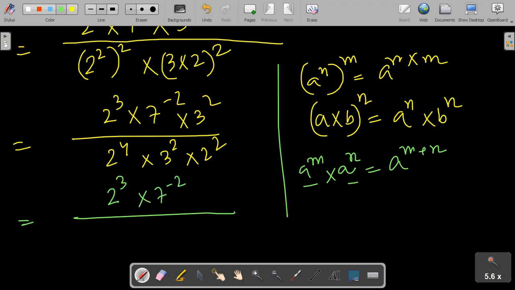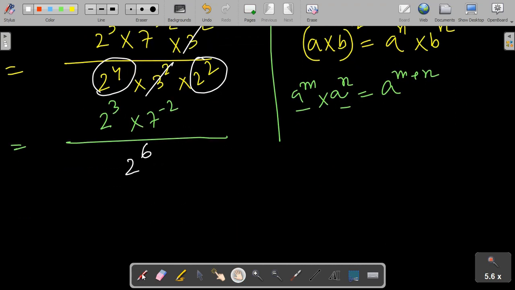Here we can do one thing. Easily we can see this 3 square can be cancelled out, so I'm just cancelling them, so nothing is left in the numerator then. And here these two terms are in product form, and their bases are also the same, so we will just add their powers. So 4 plus 2, it's 6.